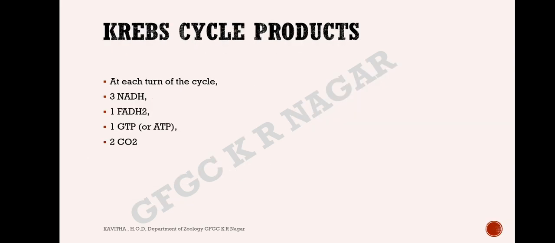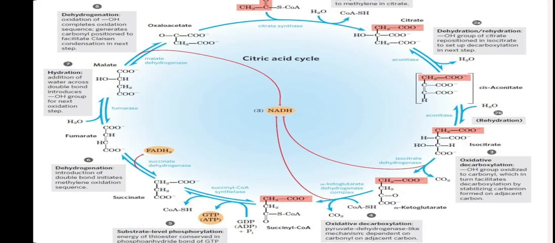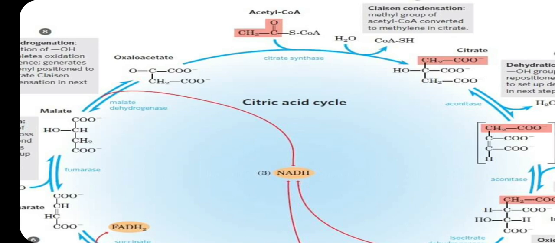Now, byproducts of all these reactions are 3 NADH molecules, 1 FADH2 and 1 GTP, and 2 carbon dioxide that will be released in this step. Coming back to the cycle once again, so that you will be familiar with this Krebs cycle as a whole.